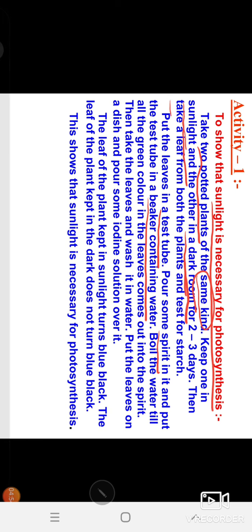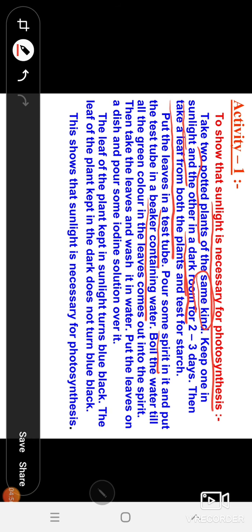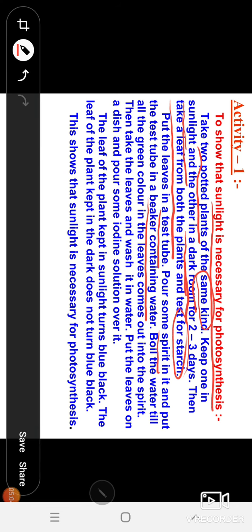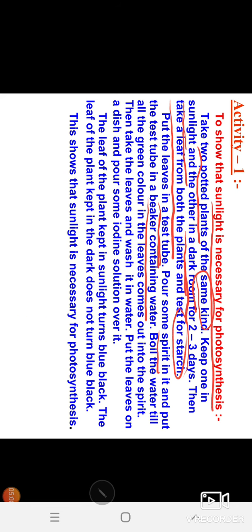Then take a leaf from both the plants. So from each of the plants take one leaf, just for testing of starch. So now after taking the leaves, place the leaves in a test tube.